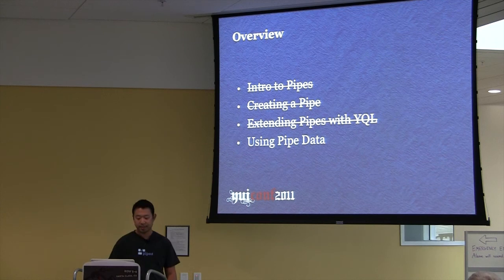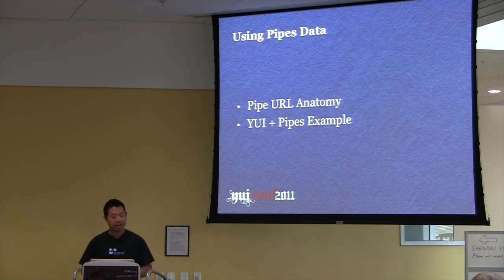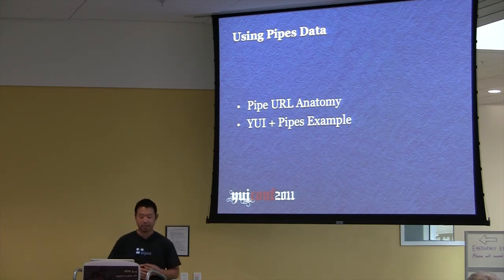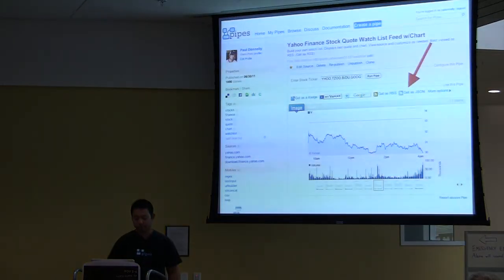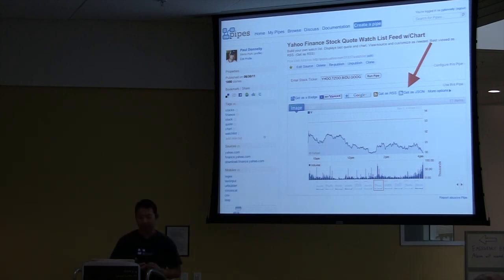So how do we use pipe data? I'll talk about the Pipes URL anatomy and a really easy example with YUI and Pipes. So again, this is the landing page for Pipes. If you want to use this pipe data in your RSS feed or reader, you would just click on Get as RSS. But if you want to use Pipes data in JavaScript, in a JavaScript application or any other type of application that accepts JSON, you can copy and paste the Get as JSON link.